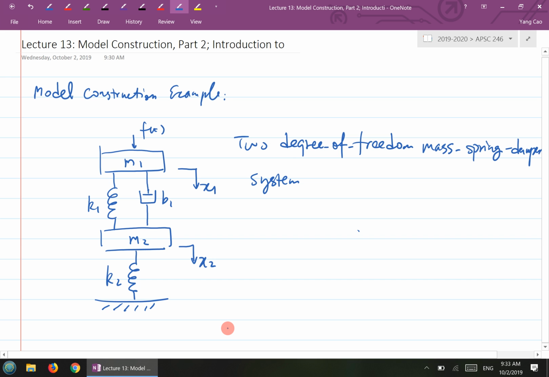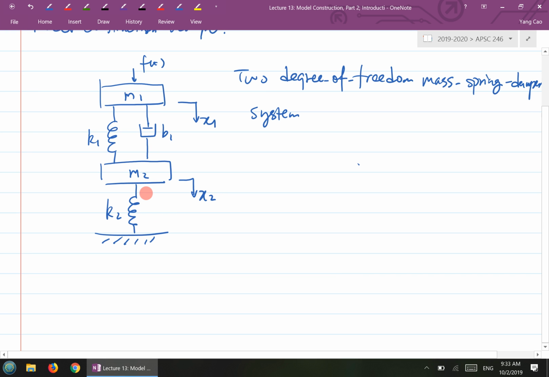So how do we establish a model? Establishing a model basically means constructing a mathematical equation, or set of equations in this case, to describe this system. The procedure is always the same as the simple ones. First, identify the objects, or where the degrees of freedom are. In this case, you have M1, M2 here. Isolate each one of the objects and draw a free body diagram.